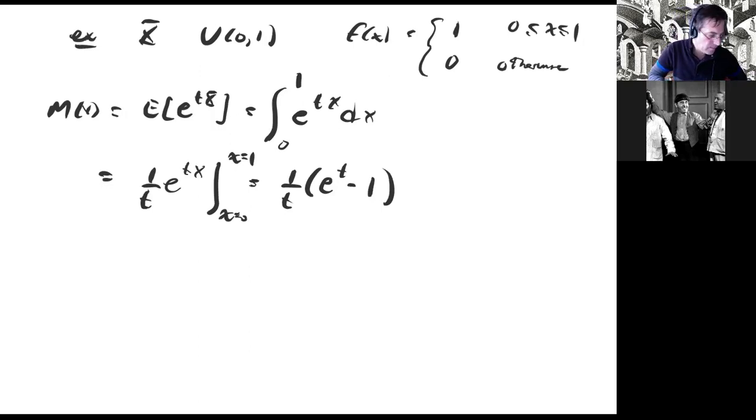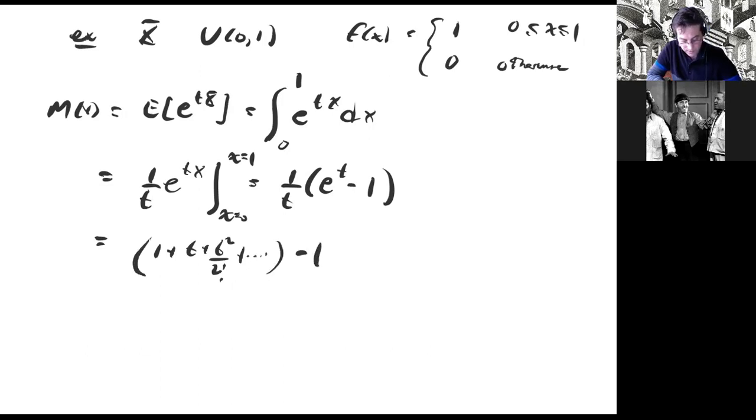Now, you could actually compute what this is as a series if you want, because this is an analytic function. e to the t is equal to its own Maclaurin series. So e to the t is 1 plus t plus t squared over 2 factorial, and so on. And then we're subtracting the 1 in parentheses, and the 1 over t remains. So on the top, the 1s cancel out, and then the t's cancel out.